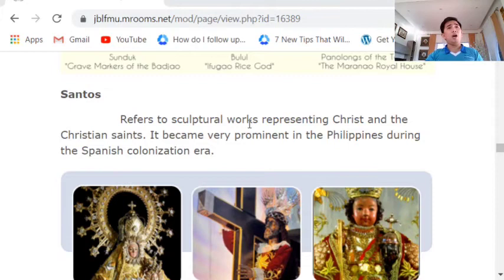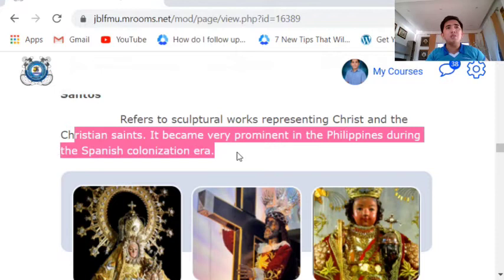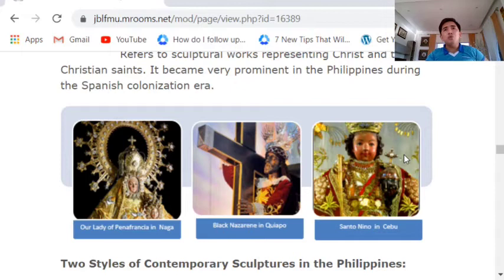Santos, right? It refers to sculptural works representing Christ and the Christian saints. It became very prominent in the Philippines during the Spanish colonization era. They actually brought it here, the santos. The Spanish colonization was able to bring this tradition of making santos. That's why we have Our Lady of Penafrancia, Black Nazarene in Quiapo, Santo Niño in Cebu, okay? And any other santos.